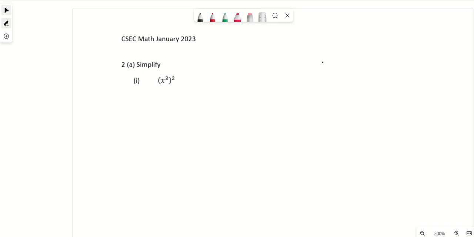They said 2a, simplify x to the power of 3 in brackets, raised to the power of 2. Now this here, guys, is your law of indices where you have x to the power of a raised to the power of b. When we have a power raised to another power, this is x to the power of a multiplied by b, which is equal to x to the power of ab. So once we know this rule, this is super easy.